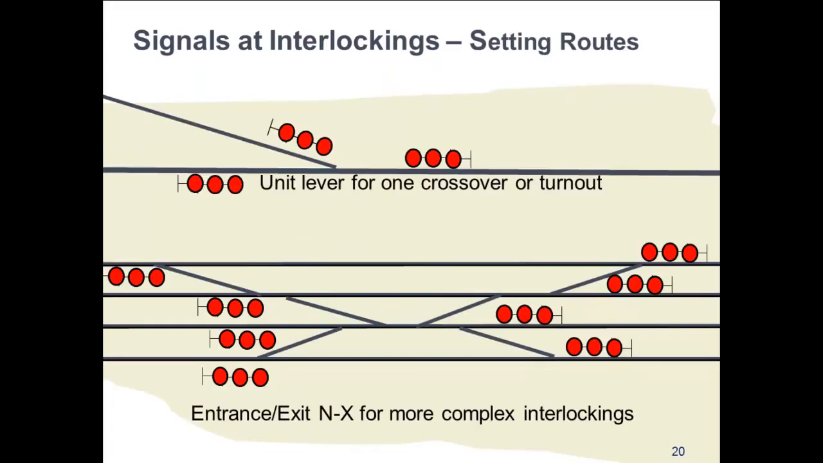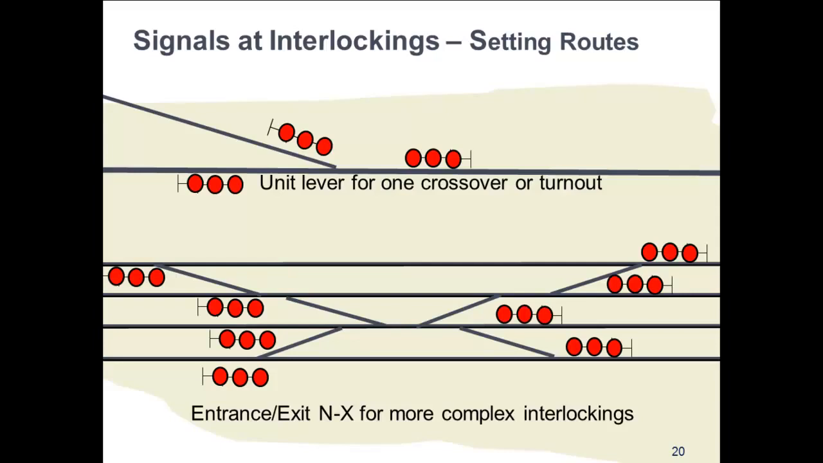All right, so now let's discuss how the dispatcher actually sets the route for a train. Dispatchers have two ways of setting routes at their disposal. They are the unit lever and the entrance-exit NX. With the unit lever, the dispatcher sets a specific turnout. The unit lever is used in everyday train movements and is also for track maintenance, for example, to gain access to oil switch points. It is also useful to triage track problems.